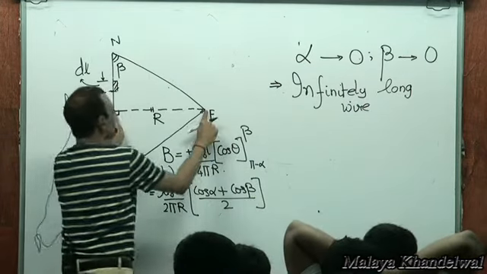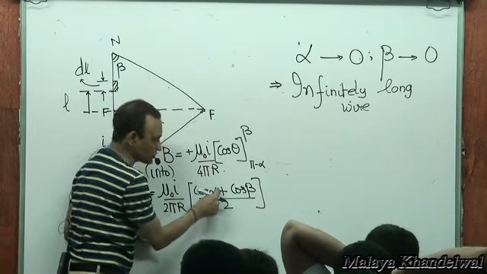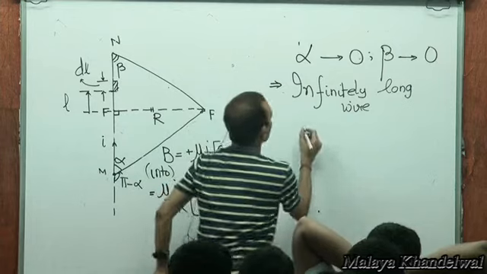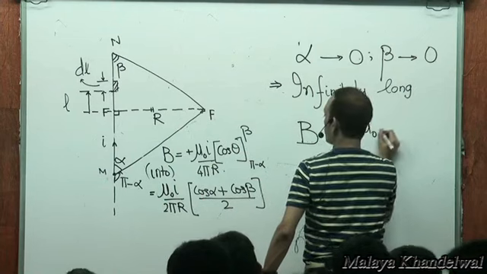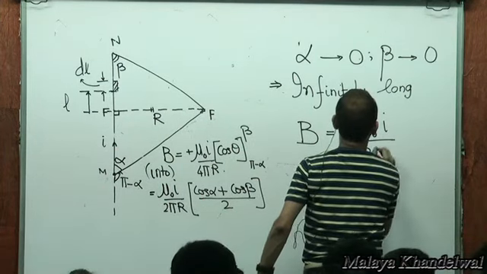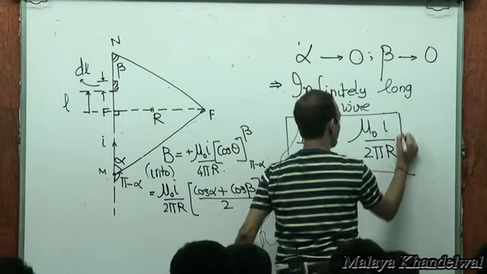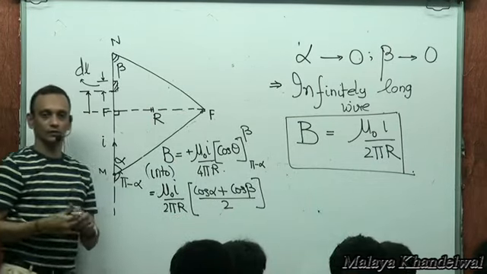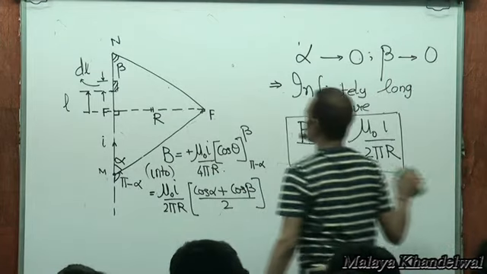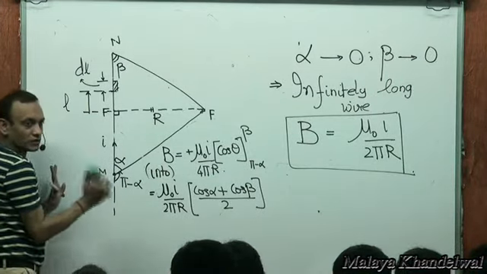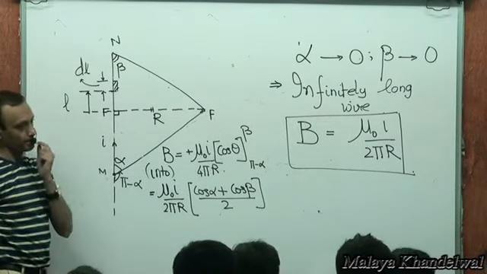Then the magnetic field at a distance r is going to be given by mu naught I by 2 pi r, cos 0 plus cos 0 by 2. This will become 1. So the magnetic field at a distance r for an infinitely long wire is going to be mu naught I divided by 2 pi r. So far so good. These are all regular results, and you would have to take notice of all these results.